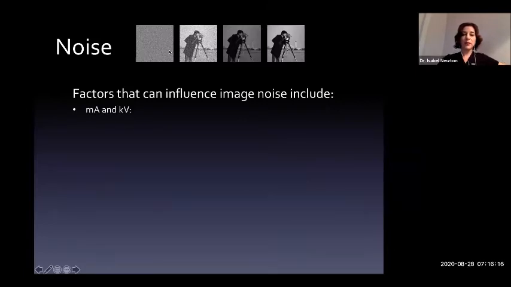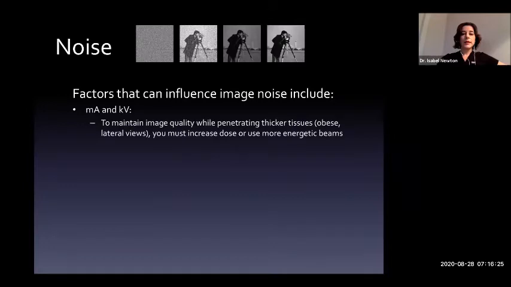kV, if you have a bunch of photons, but they don't have enough energy to drive through the tissues, then they may not reach the detector in sufficient quantities. So if you're trying to reach the detector while penetrating thicker tissues, an obese patient or lateral views, you must either increase the dose, mA, or use more energetic beams, which is kV.